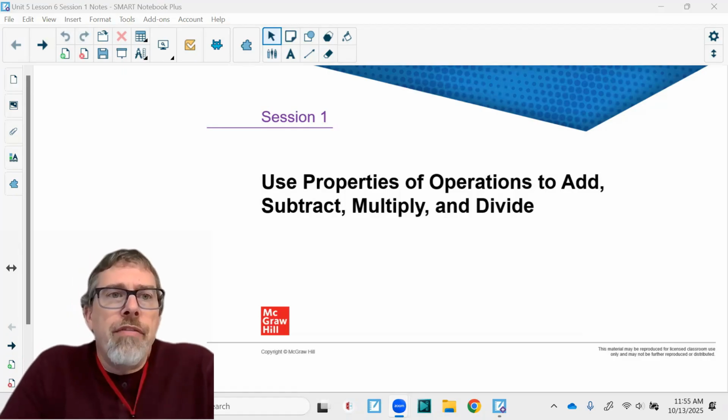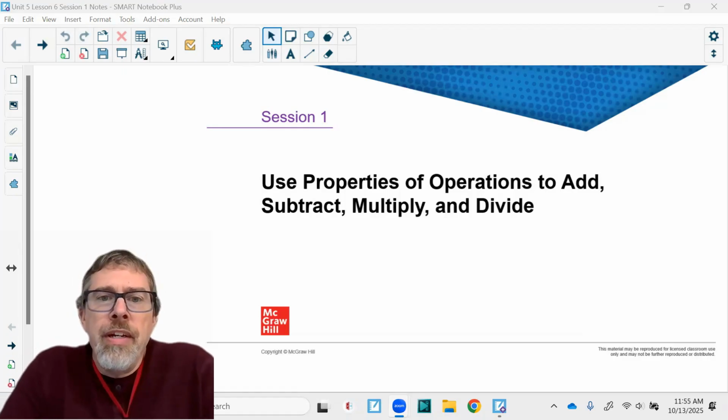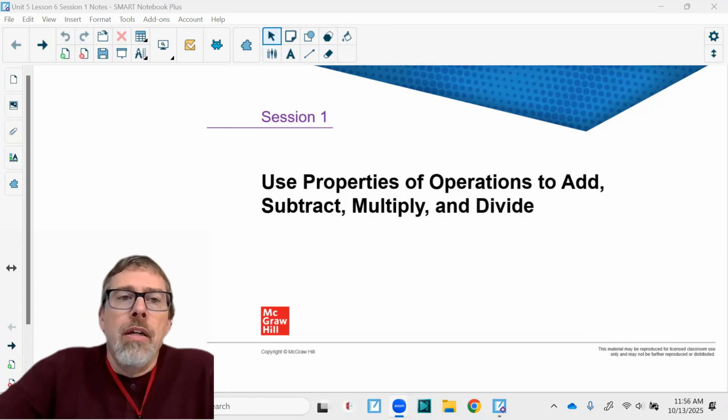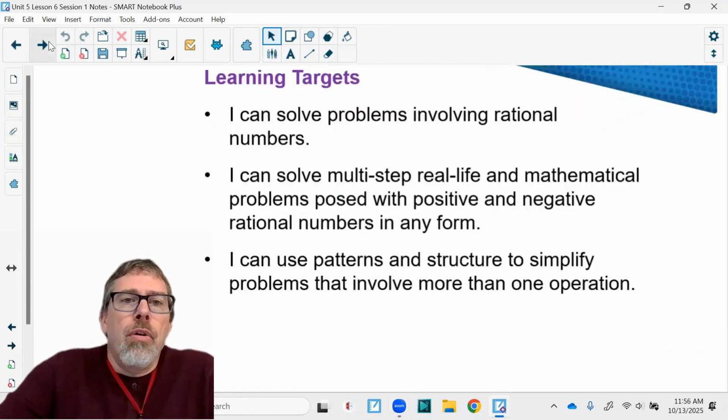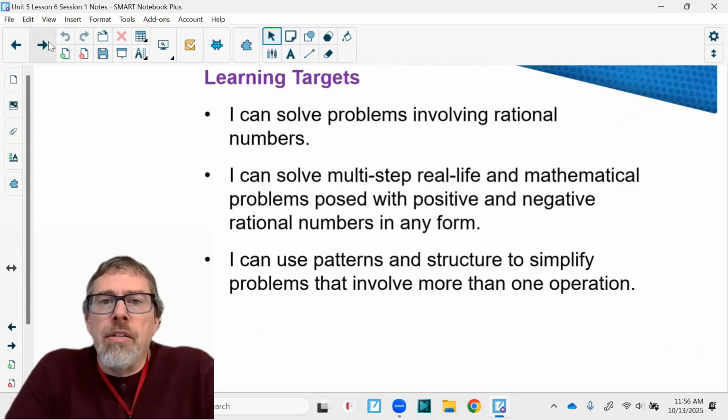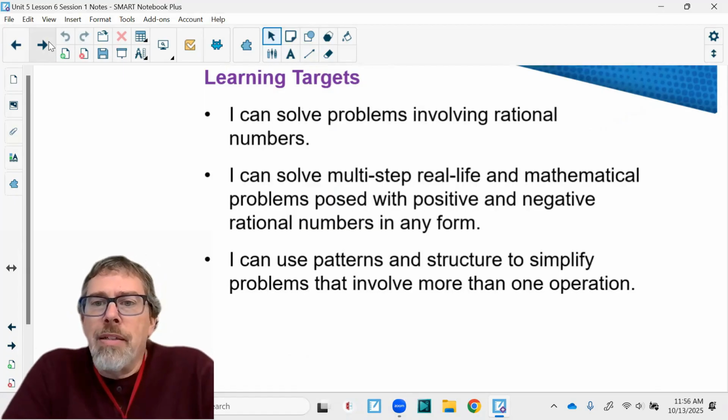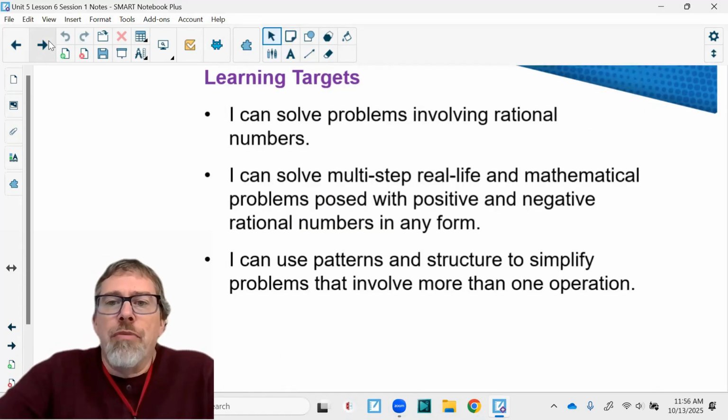This is Unit 5, Lesson 6, Session 1, and it's use properties of operations to add, subtract, multiply, and divide. All right, so learning targets include I can solve problems involving rational numbers. I can solve multi-step real life and mathematical problems posed with positive and negative rational numbers in any form. And I can use patterns and structure to simplify problems that involve more than one operation.